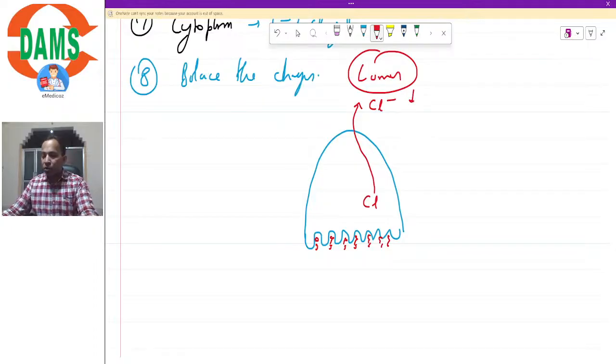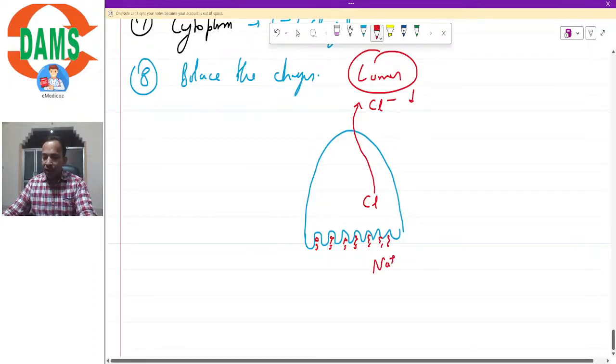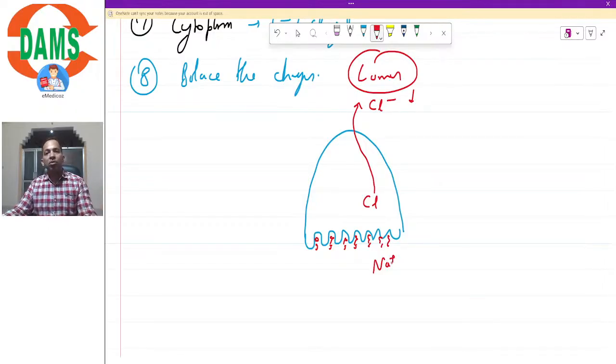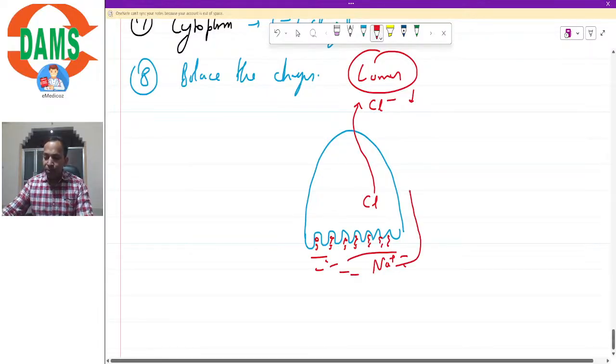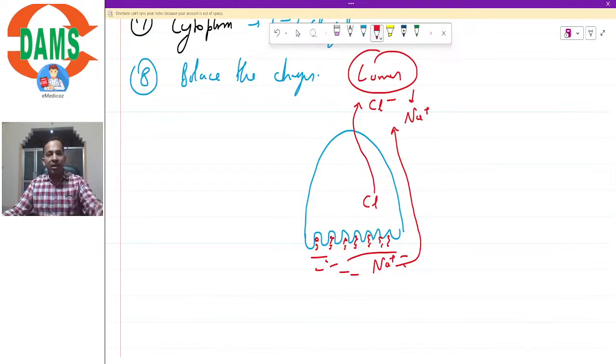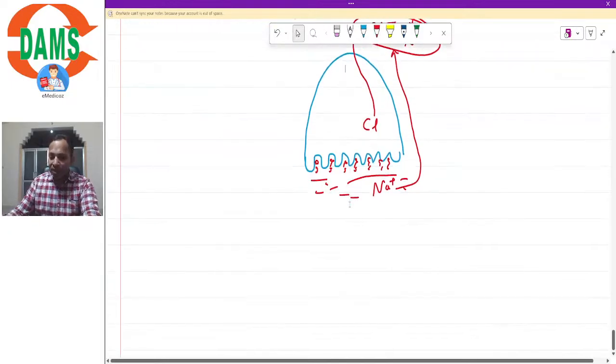So the chloride is pumped into the lumen, and as I told you, there is excess of positive charge in the extracellular space, and extracellular space is rich in sodium. So obviously it will remove its sodium so that its charge is balanced. So the extracellular fluid, it also expels the sodium into the lumen. So now the charge in extracellular fluid is also balanced, and we have sodium and chloride in the lumen, isn't it? So what happens next?